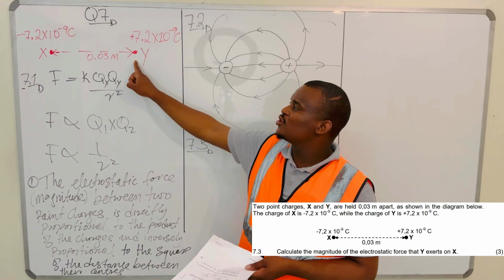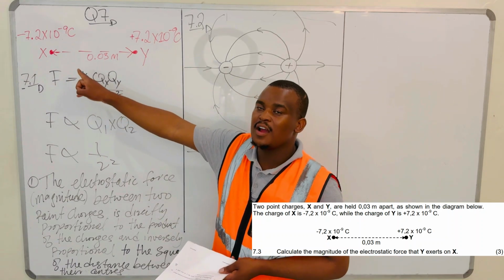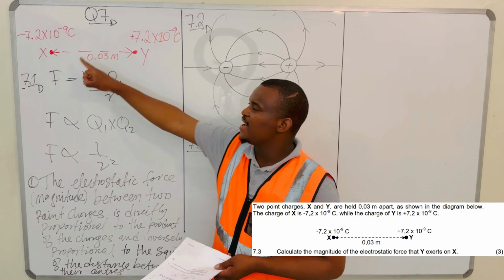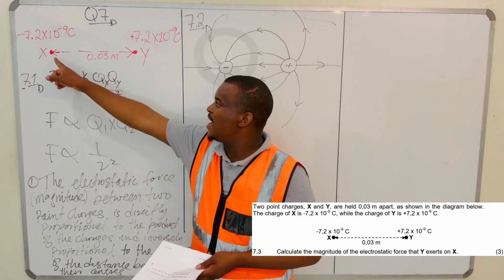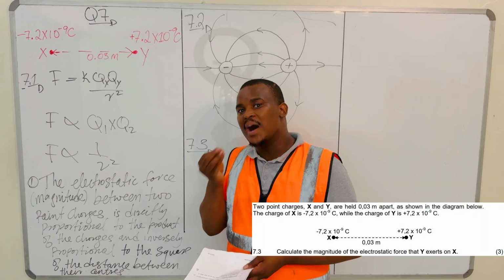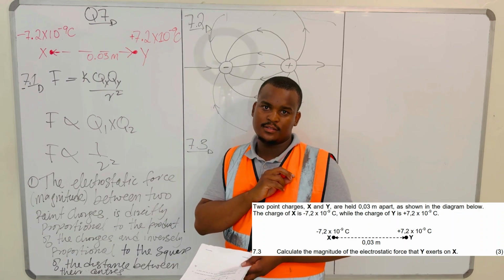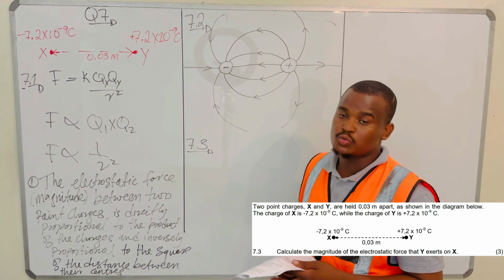If you find the magnitude of the electrostatic force exerted by Y on X, and you find the magnitude of the electrostatic force exerted by X on Y, it should be the same. The magnitude should be the same. But the direction will be the only difference. But now, they want us to find the magnitude of the electrostatic force, which is easy.